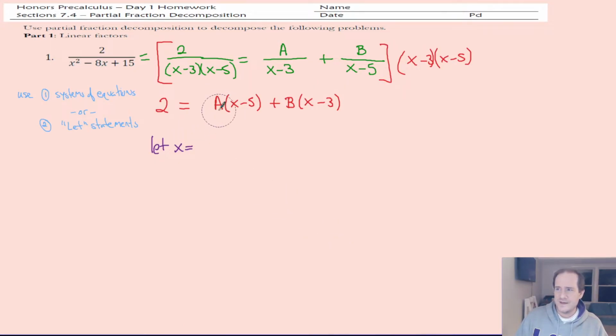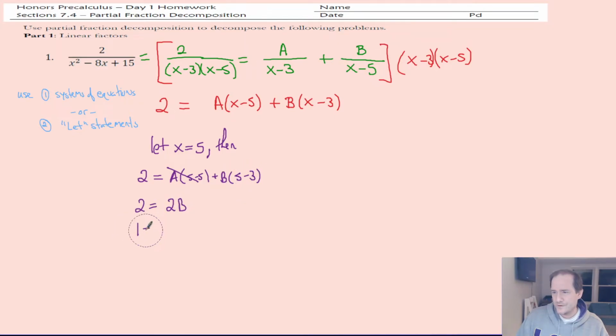We can see here that a will basically go away if we just let x be 5. Because if we let x be 5, 5 minus 5 will be 0, a times 0 will be 0, and that whole term will essentially just go away. So you say let x equal 5, then the whole equation will turn into 2 equals a times 5 minus 5 plus b times 5 minus 3. So the 5 minus 5 makes 0, a times 0 is 0. It's safe now to say that that whole thing just goes away. And 5 minus 3 is 2, so this is 2b. You divide by 2 and there's your 1.